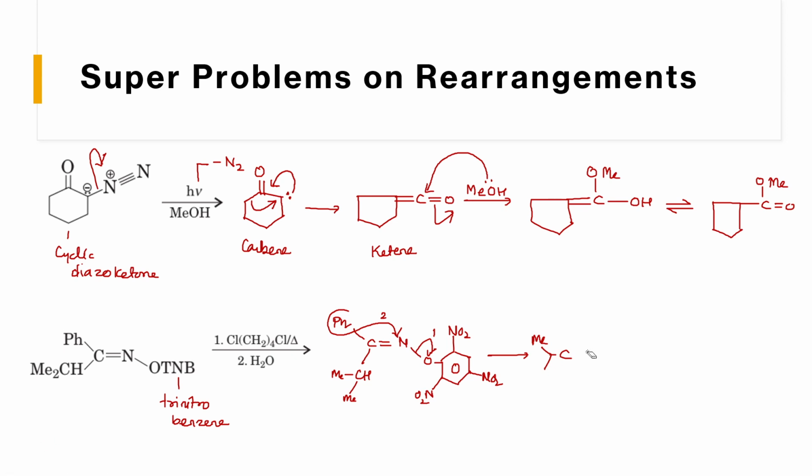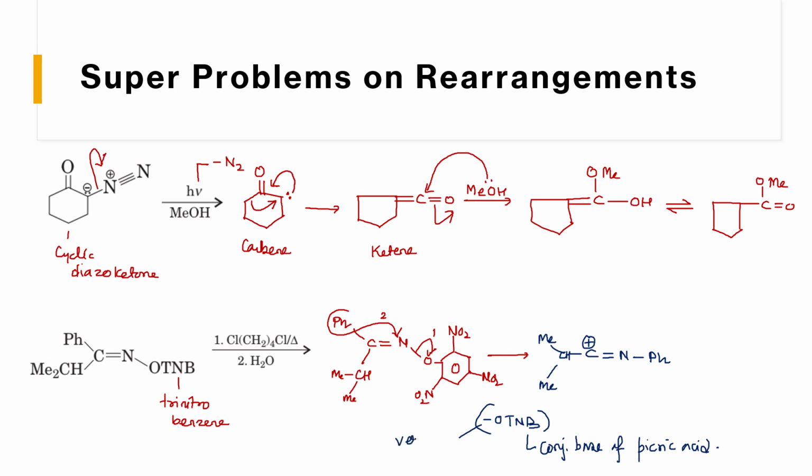Just a moment. It will create this species: carbon, you have CH, Me, Me with a positive charge, double bond N, Ph, and minus O, TNB निकल जाता है बाहर, because this is a very stable conjugate base of picric acid. मतलब ये एक very good leaving group है. Okay, it's a very good leaving group.